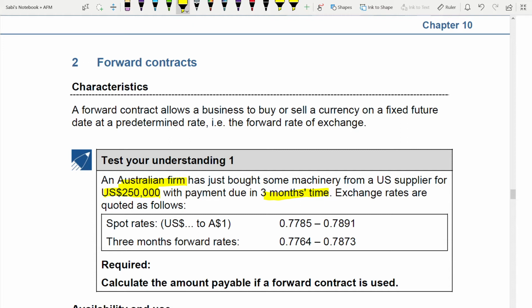Basically you are using one rate to convert that 250,000 US dollar to Australian dollar. That's what you are doing. You need to convert US dollar to Australian dollar, right? For that you need a rate. So what are we doing using forward? We are picking that rate. That rate will be fixed. That means you can be sure today that after 3 months' time, no matter what happens to the exchange rate, you will be paying that amount only. You understand? So that's why we go for all these contracts.